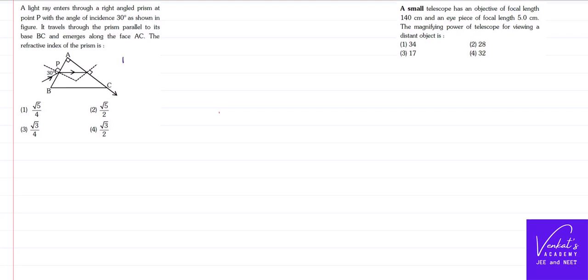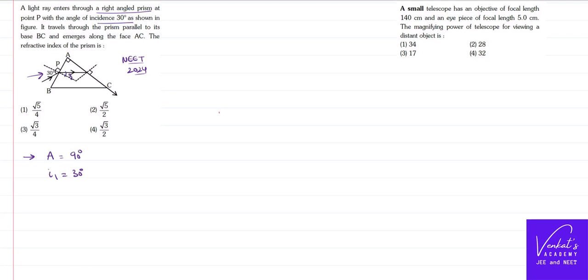Here in this video, we are solving NEET 2024 questions that appeared from Ray Optics. Look at this first question. A light ray enters through a right-angled prism. You mean to say the angle of the prism is 90 degrees, with an angle of incidence of 30 degrees here. That means I1 is given as 30 degrees.